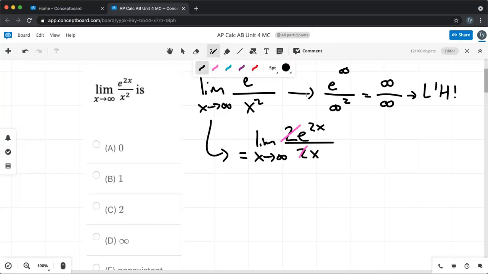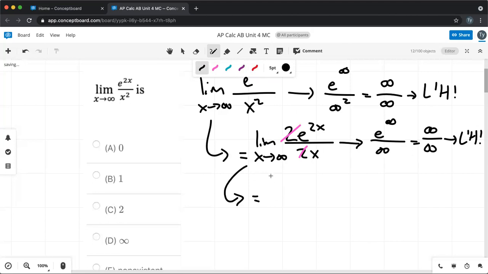And if we try direct evaluation again, we just plug in infinity, we get e to the 2 infinity, which is e to the infinity over infinity, which again is the same as infinity over infinity. So again, we use L'Hopital's rule. By L'Hopital's rule, the original limit is equal to a new limit as x approaches infinity of the derivative of the top. So the derivative of e to the 2x, we canceled the 2, has a derivative of the same thing as before, which is 2e to the 2x. And the derivative of x is just 1.